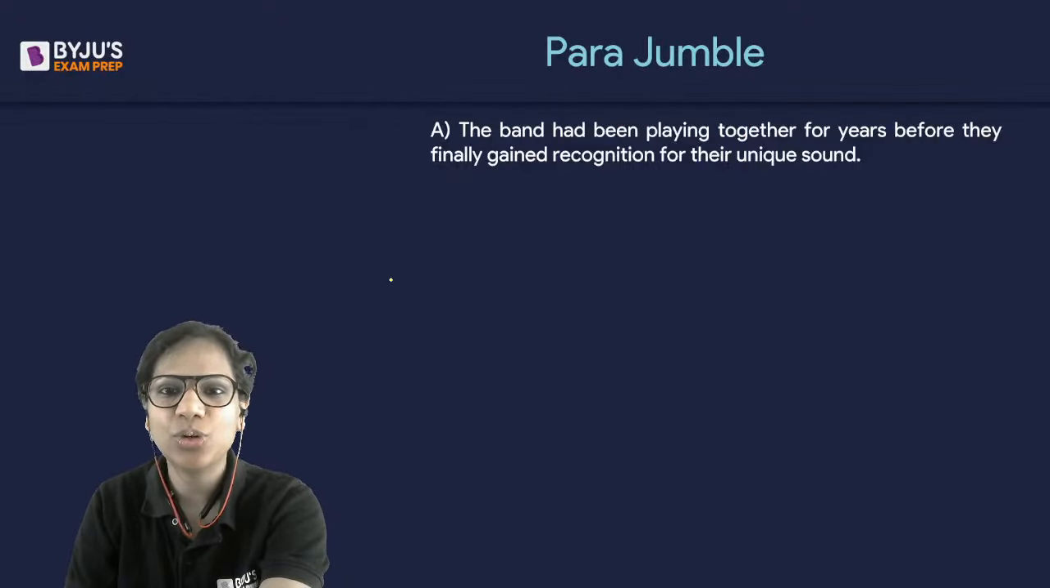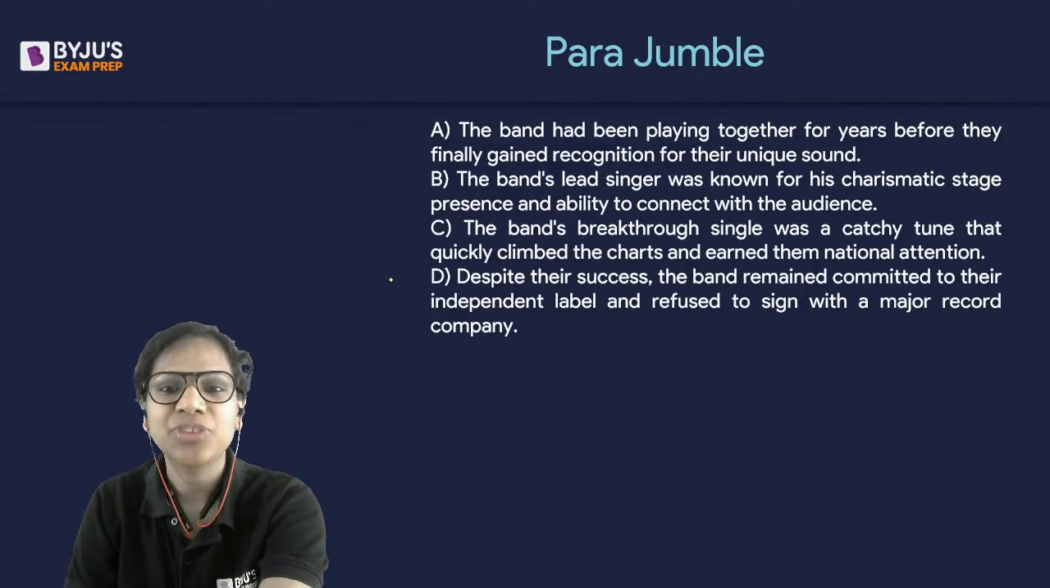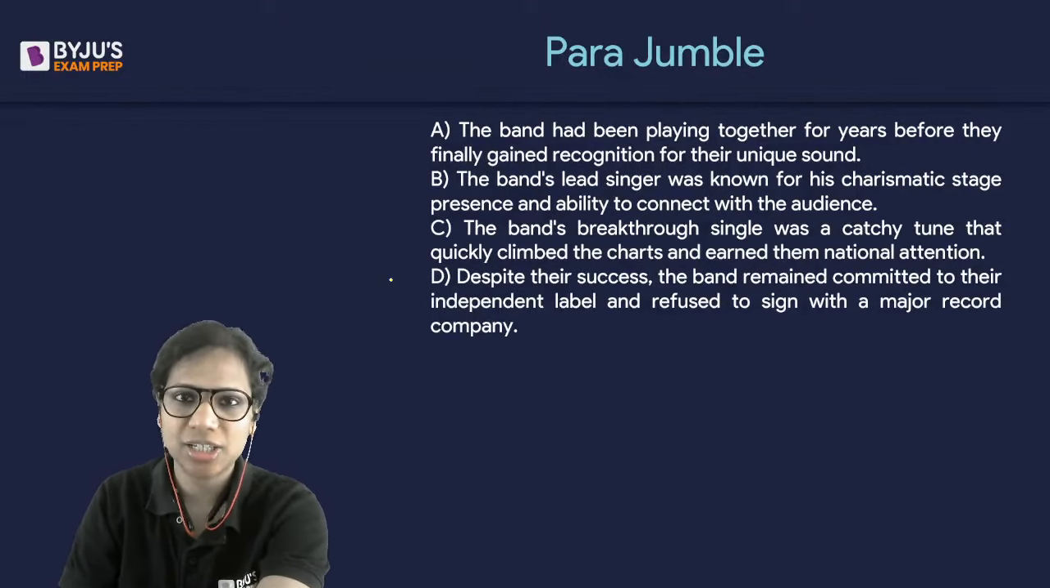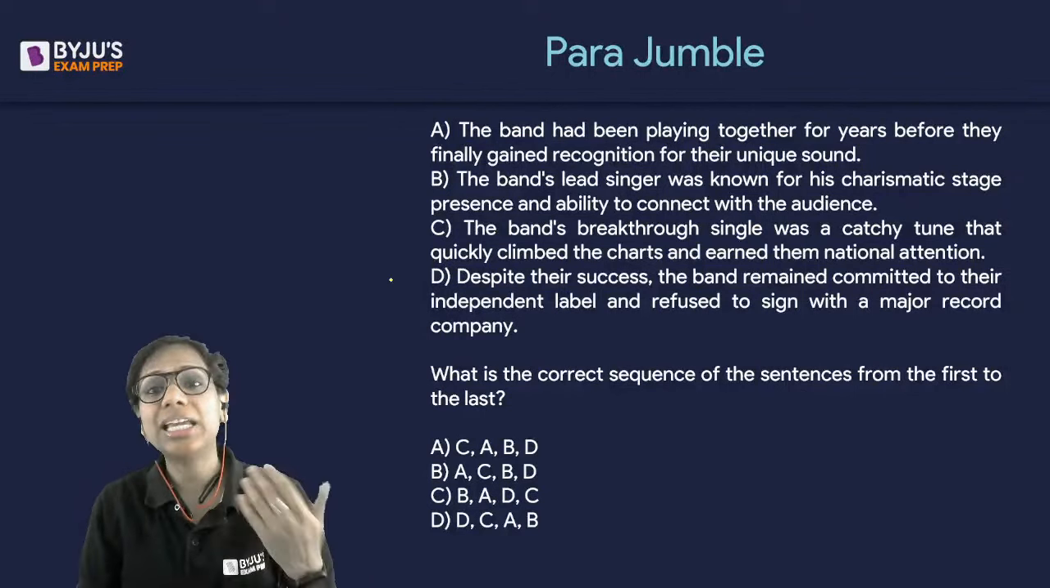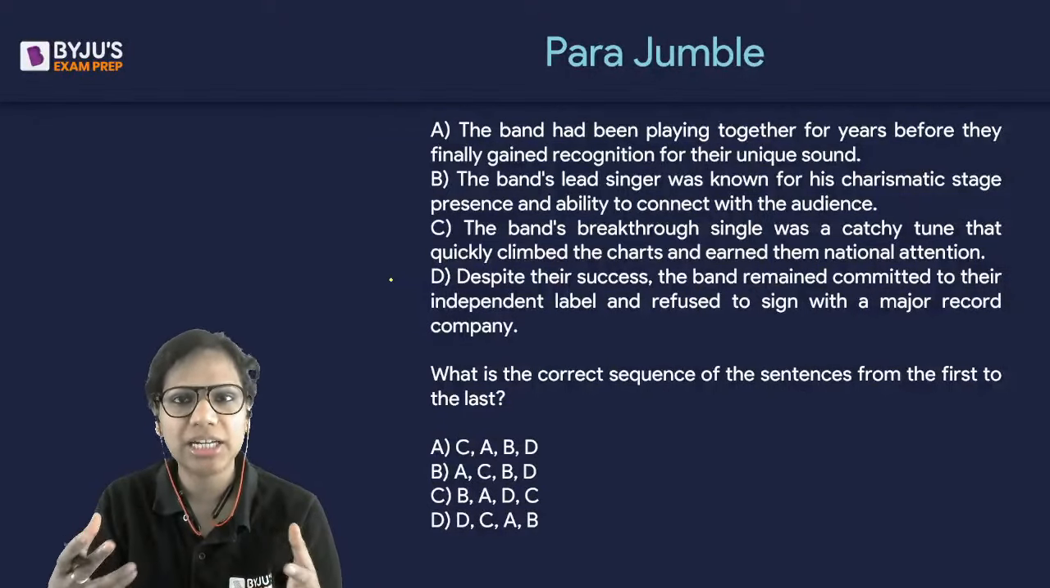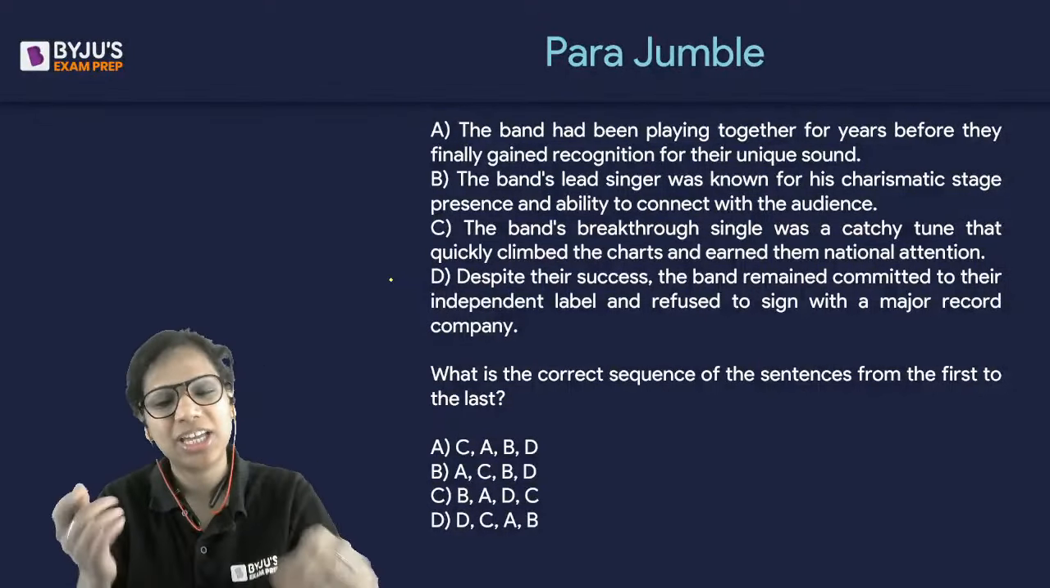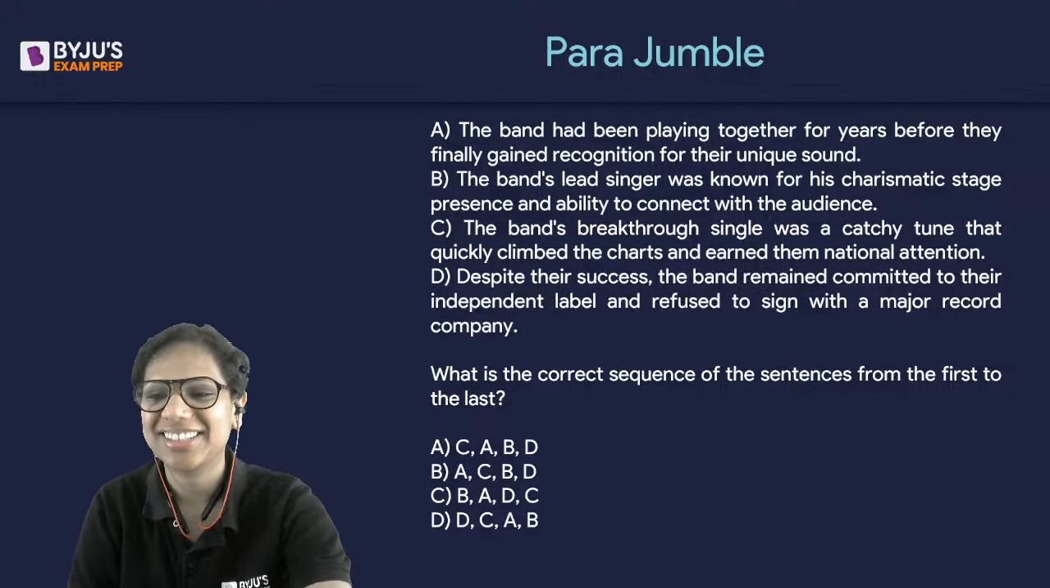All right. Let's have a look at this parajumble question here. One parajumble came last year as well in CMAT. So, you have to give me the correct sequence here. Take the help of options. Don't solve entirely through options, but definitely take their help. Tell me what the answer should be here.